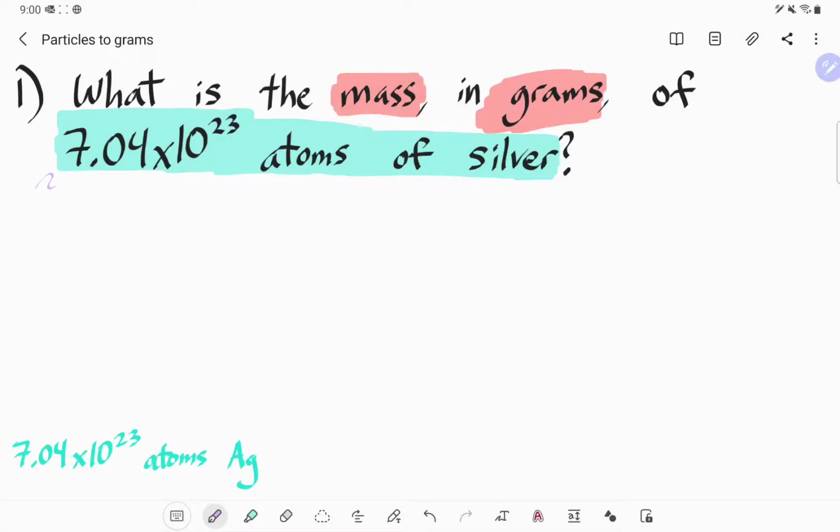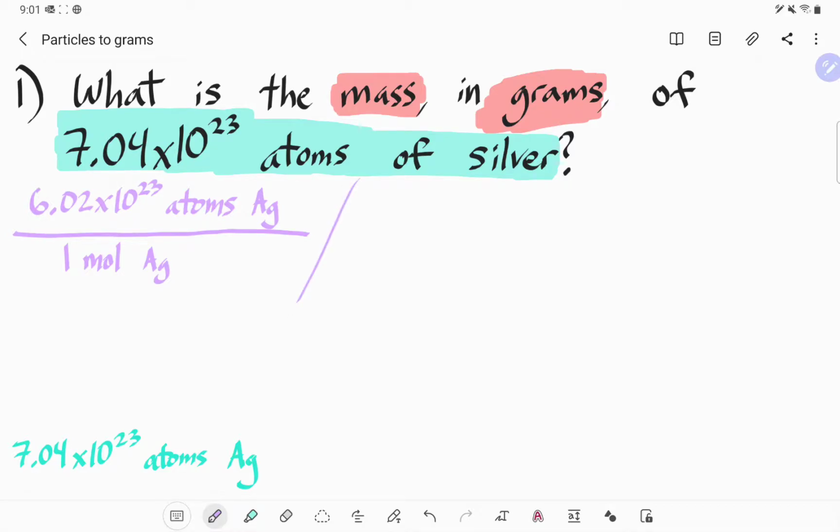There are 6.02 times 10 to the 23rd atoms of silver for every 1 mole of silver. Okay, that is the ratio of atoms to moles.